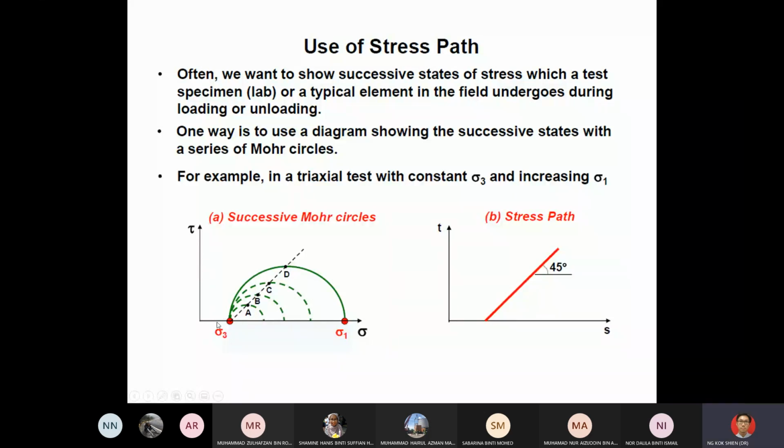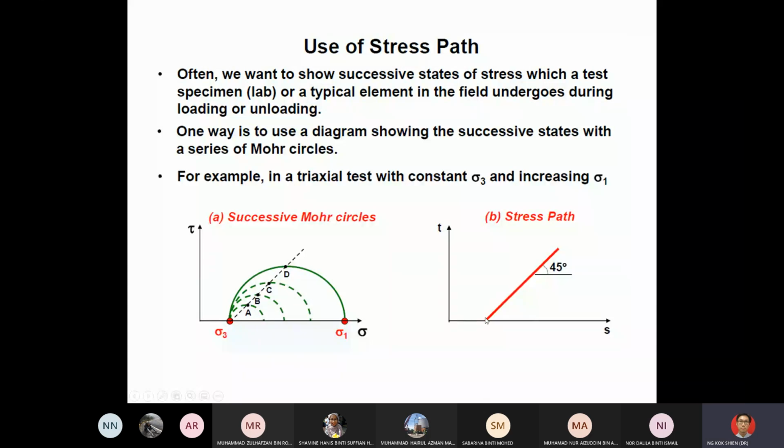Because the sigma 3 is constant in the triaxial test. We first consolidate, and after we consolidate, we shear. But when we shear, we don't apply additional sigma 3. The stress is only applied in the vertical direction, which is sigma 1. So sigma 3 is constant, it doesn't increase. Sigma 1 increases, so you can see the Mohr circle gets bigger in the triaxial test.